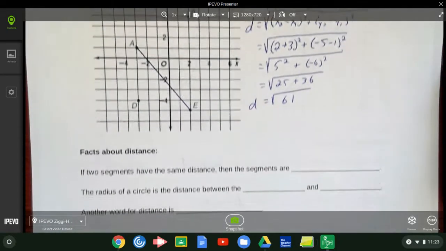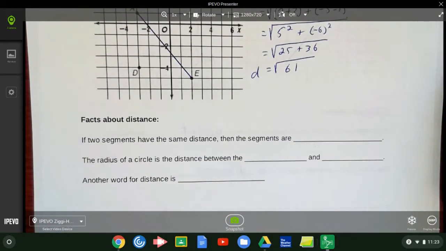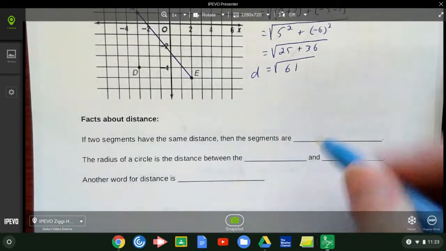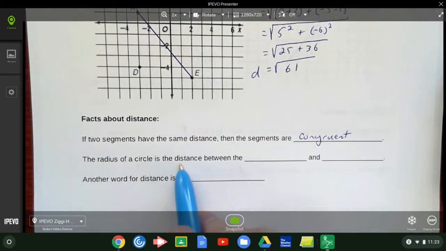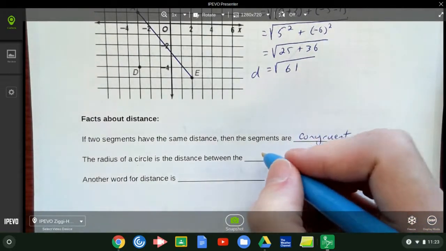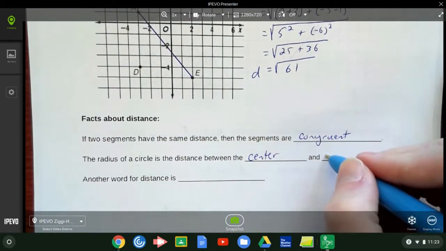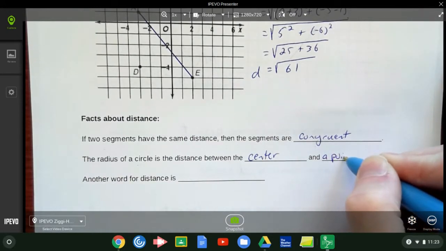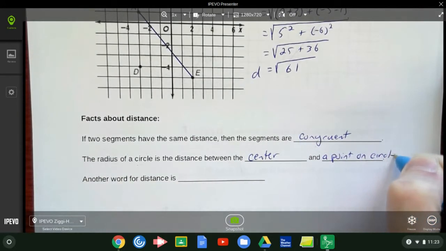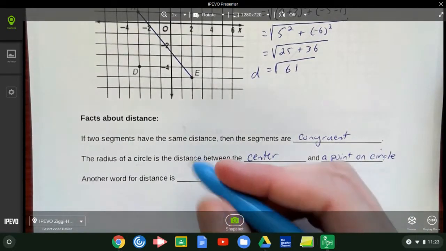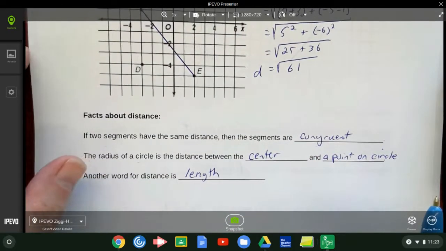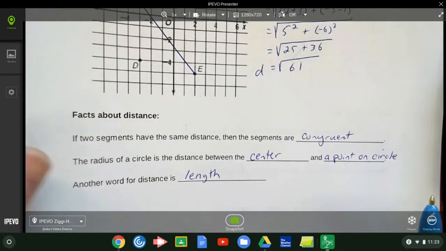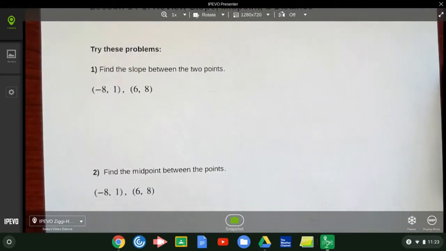So a couple things about the distance formula. Fill in these blanks the best you can. If two segments have the same distance, then the segments are congruent. The radius of the circle is the distance between, and you could switch the order of this, the center and a point on the circle. And another word for distance could be length. Okay? So there you go. We've got 3 things to look at: slope, midpoint, and distance. Go ahead and try 3 problems.